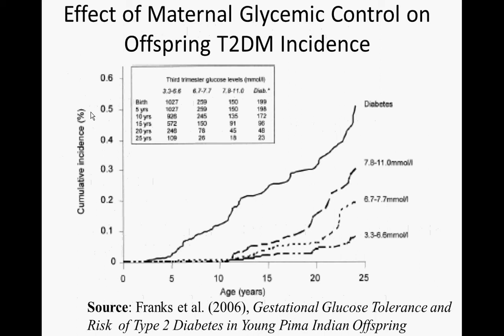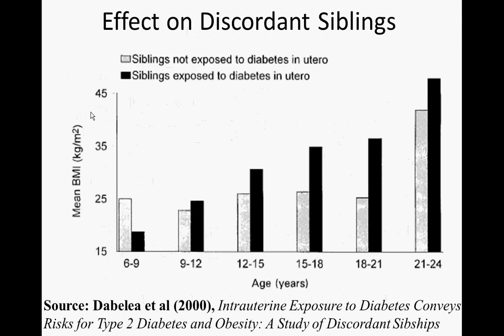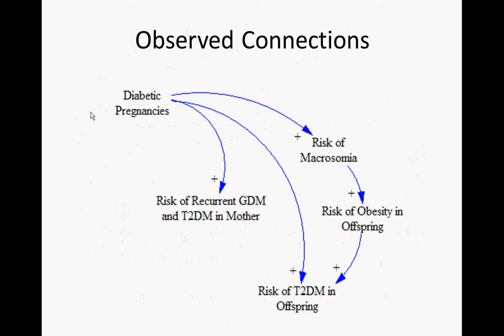These relationships are, it's clear, in many ways, they include substantial causal components. For example, we see dose-response relationships related to level of glycemic control exerted during pregnancy on the one hand, and diabetes in offspring on the other. We also see pronounced differences in the outcomes for siblings within the same family that were exposed to a diabetic uterine milieu, and those who were not exposed to such a diabetic uterine environment.